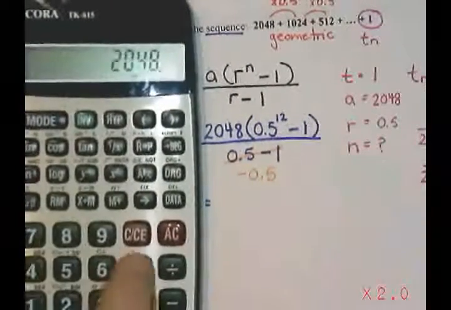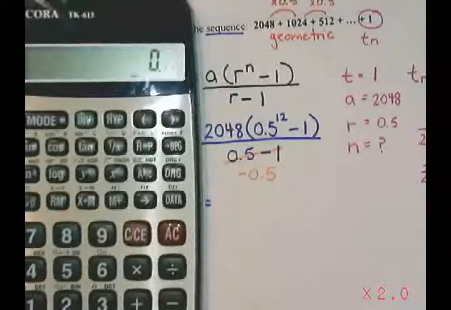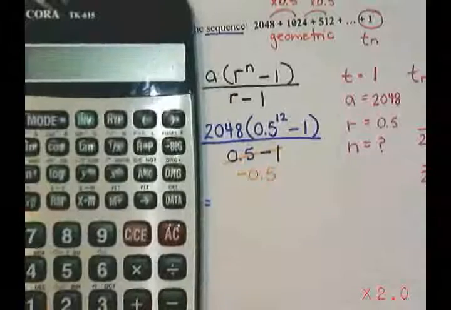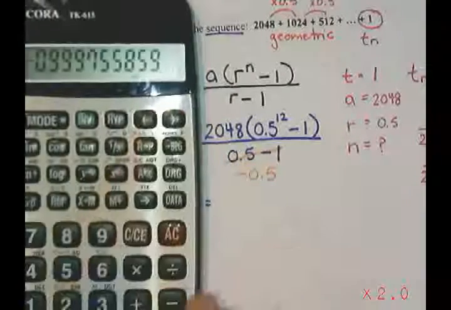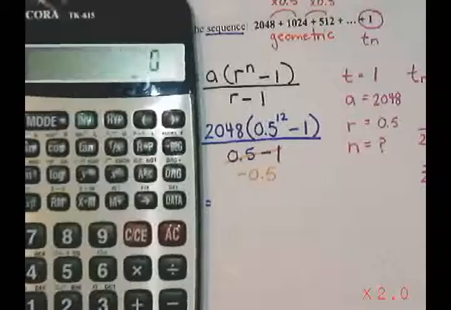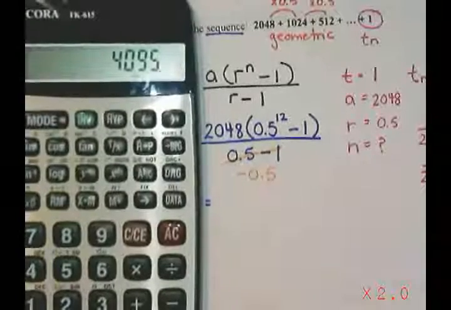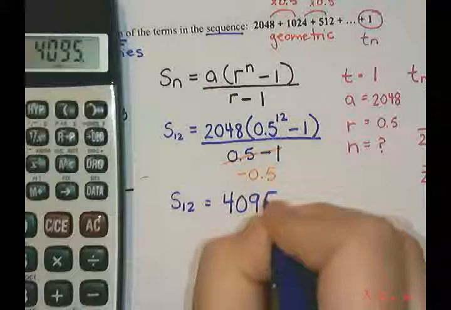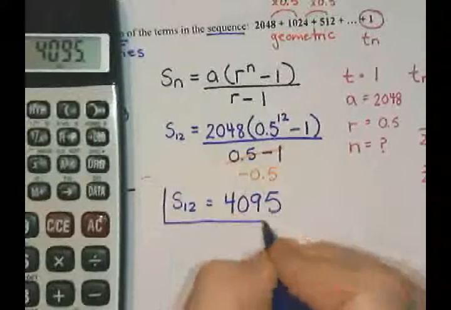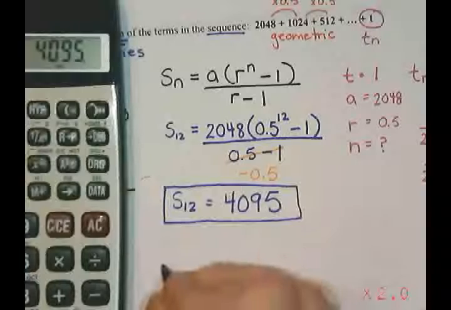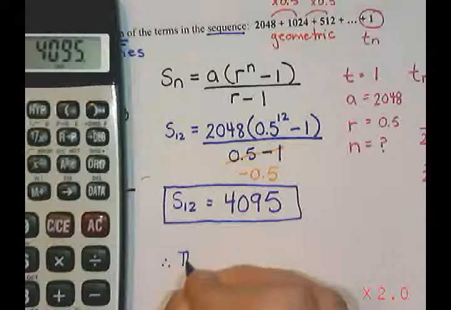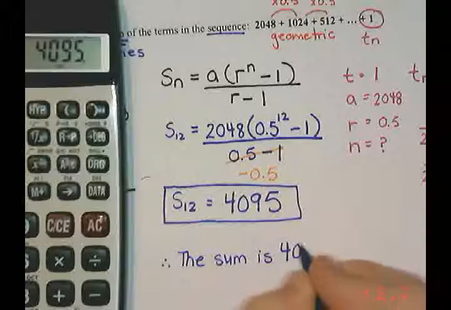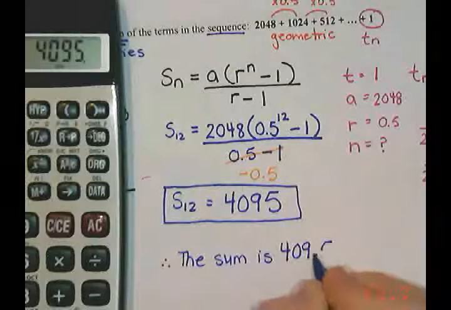2048 times bracket 0.5 to the power of 12, take away 1, close bracket, divided by negative 0.5 equals 4,095. So the sum of the first 12 terms is 4,095. So the sum of the terms in that sequence is 4,095. Don't need a decimal place there.